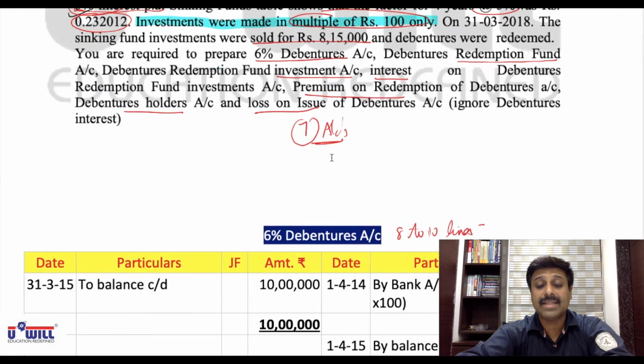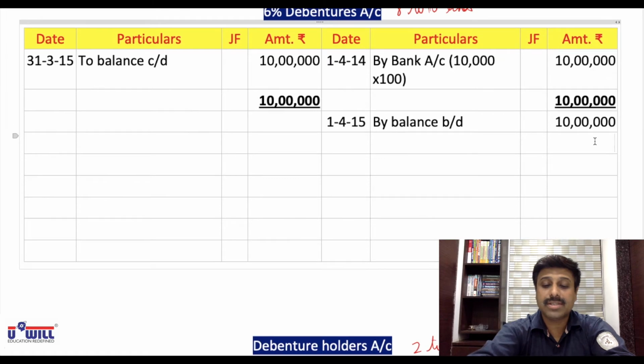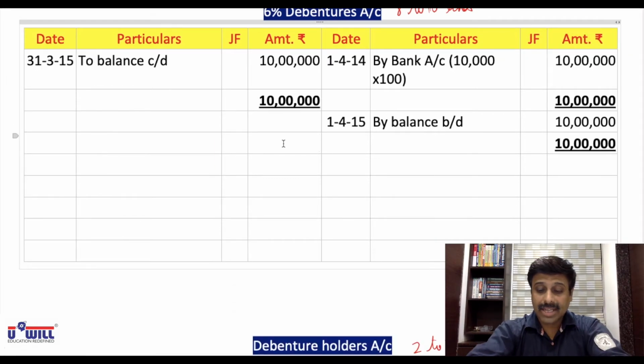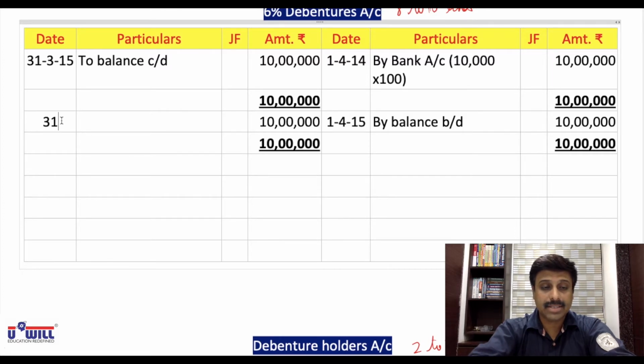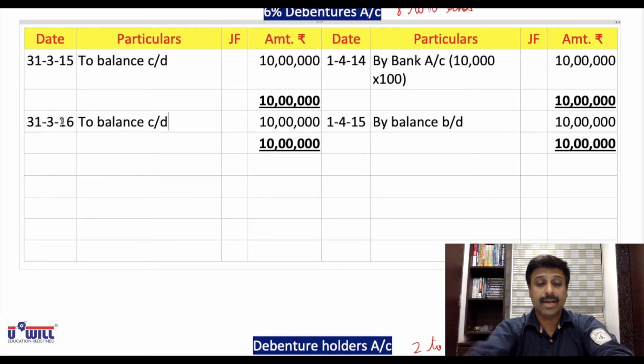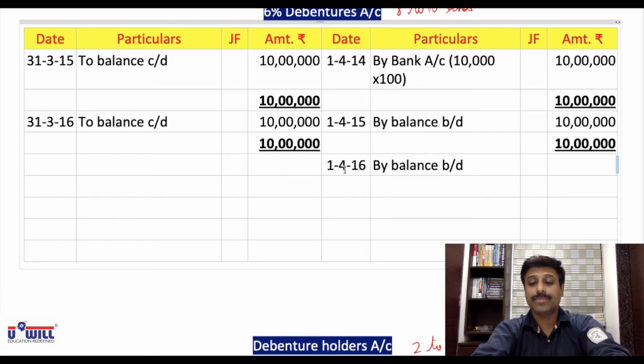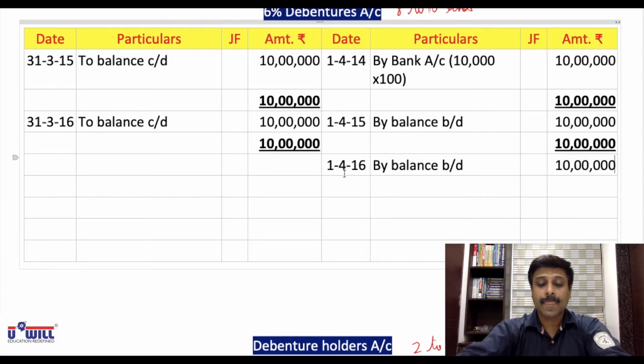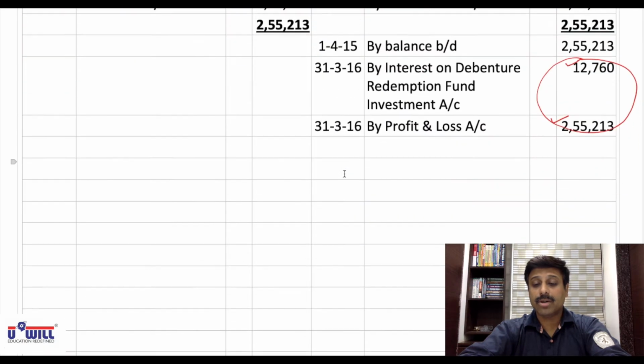Again we will do the balancing. Debentures, same 10 lakhs is the total. So 10 lakhs on both the sides. Balance will be again 10 lakhs. By balance carried down on one side, and opposite side, by balance brought down, 10 lakhs. No amount in debenture holders account.